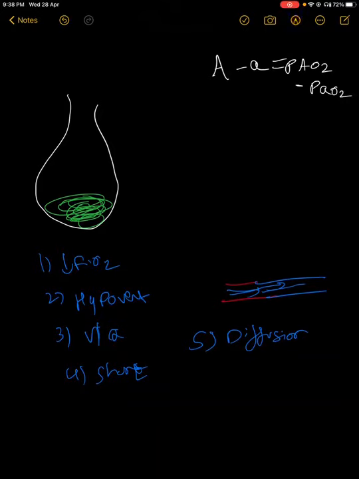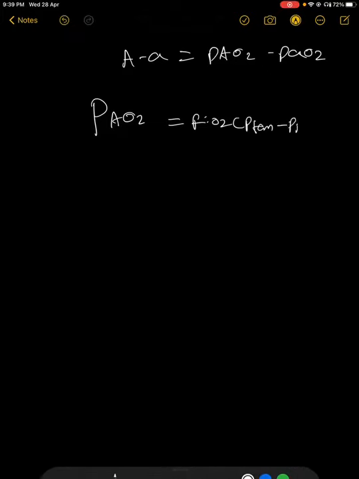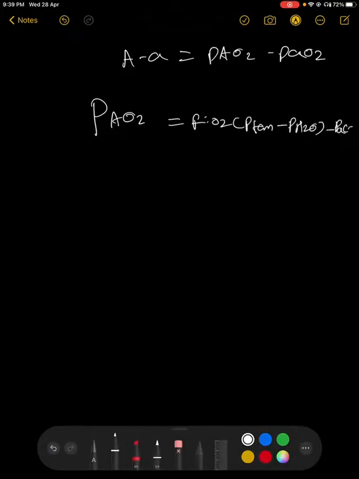PaO2 we will get through ABG. So how to derive the PAO2, that is, the partial pressure of alveolar oxygen? PAO2 is given by a formula. PAO2 is FiO2 into atmospheric pressure minus water vapor pressure, minus PaCO2 divided by 0.8. This 0.8 is the respiratory quotient, a constant.